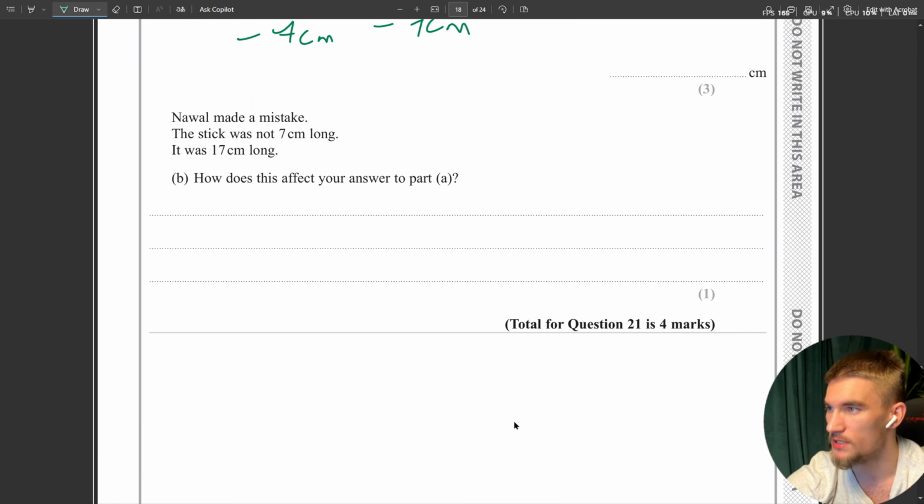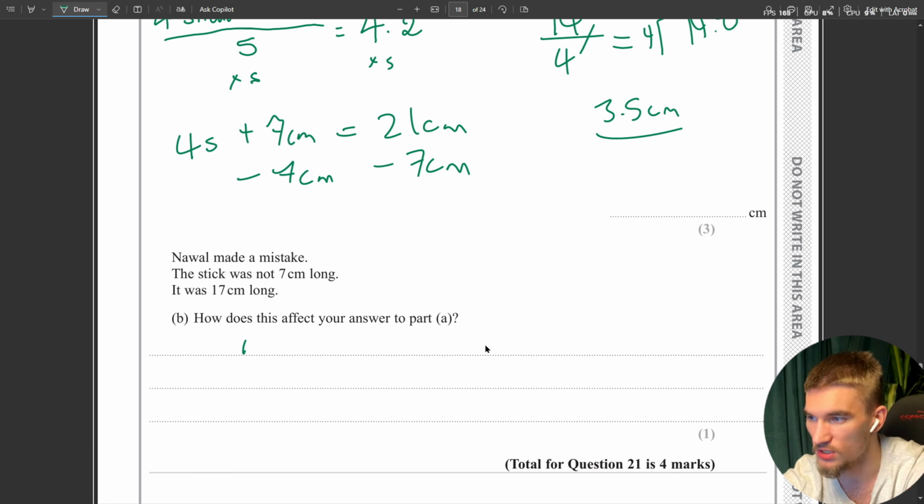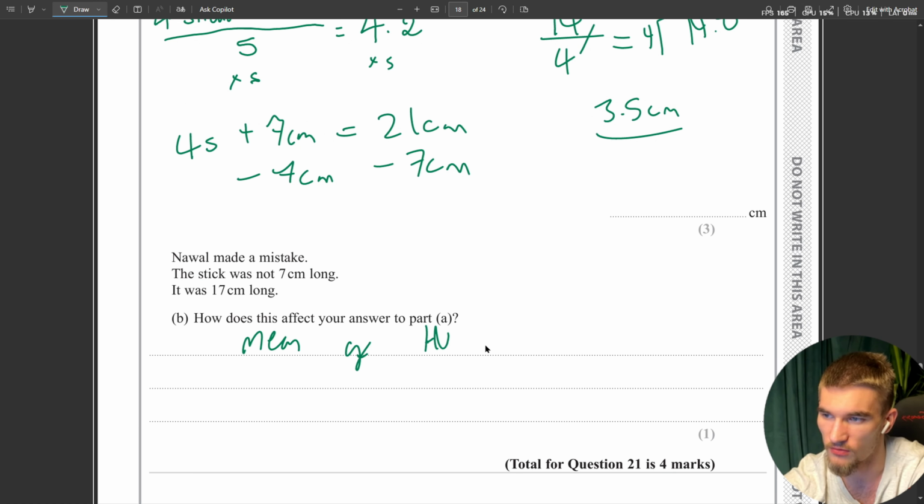Newell made a mistake. The stick was not 7 centimeters long, it was 17 centimeters long. How does this affect your answer to part A? Well, that means that the mean is even smaller. Mean of other 4 is even smaller.